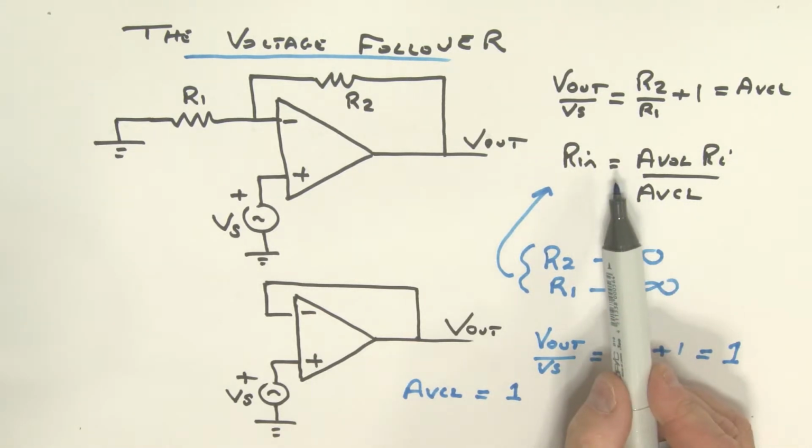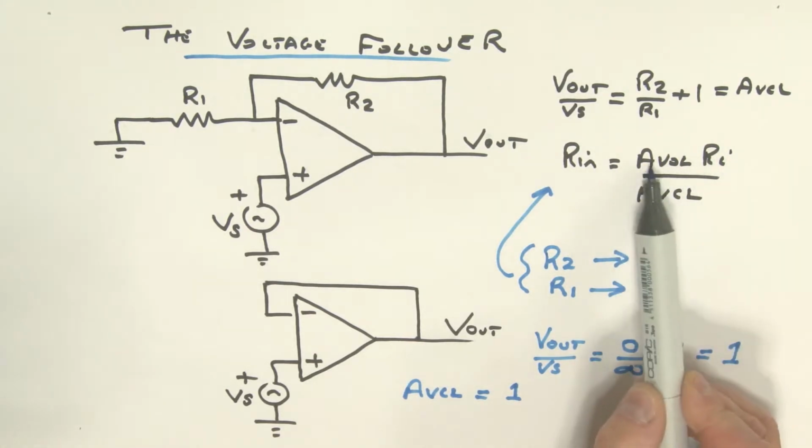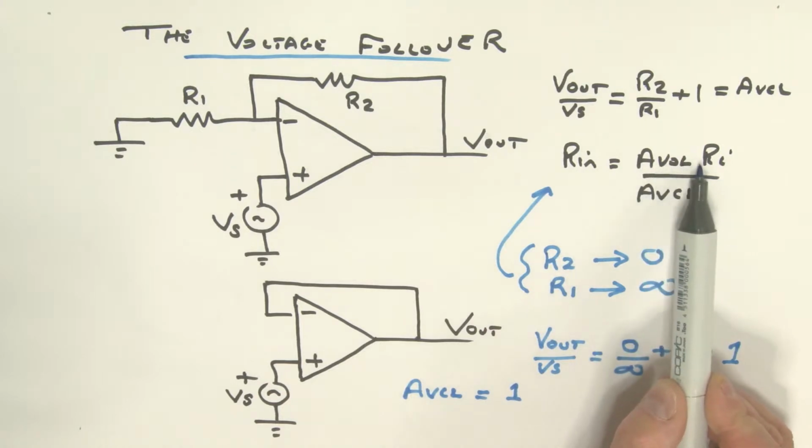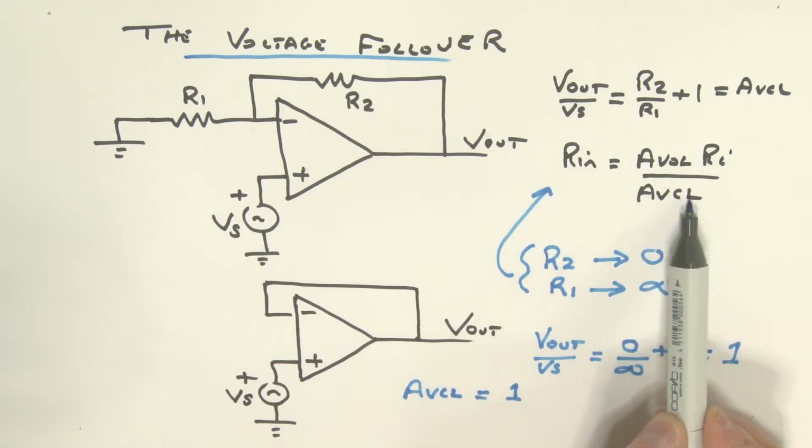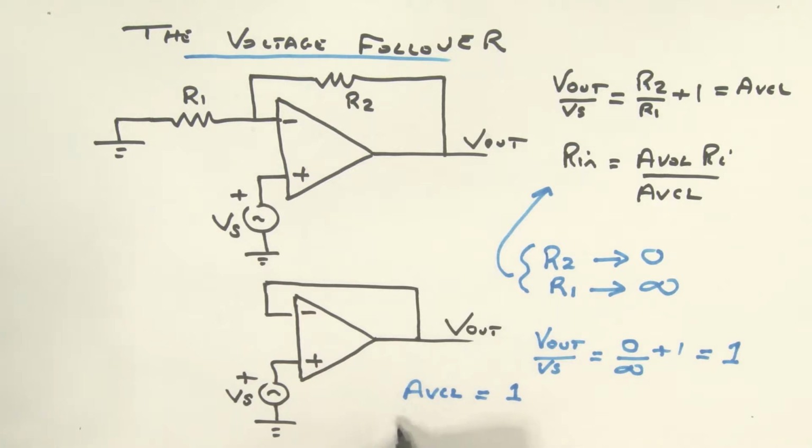What about the input resistance? Well, that's AVOL times Ri divided by the closed loop gain. And so therefore, the input resistance would simply be equal to the open loop voltage gain multiplied by Ri, divided, of course, by 1.